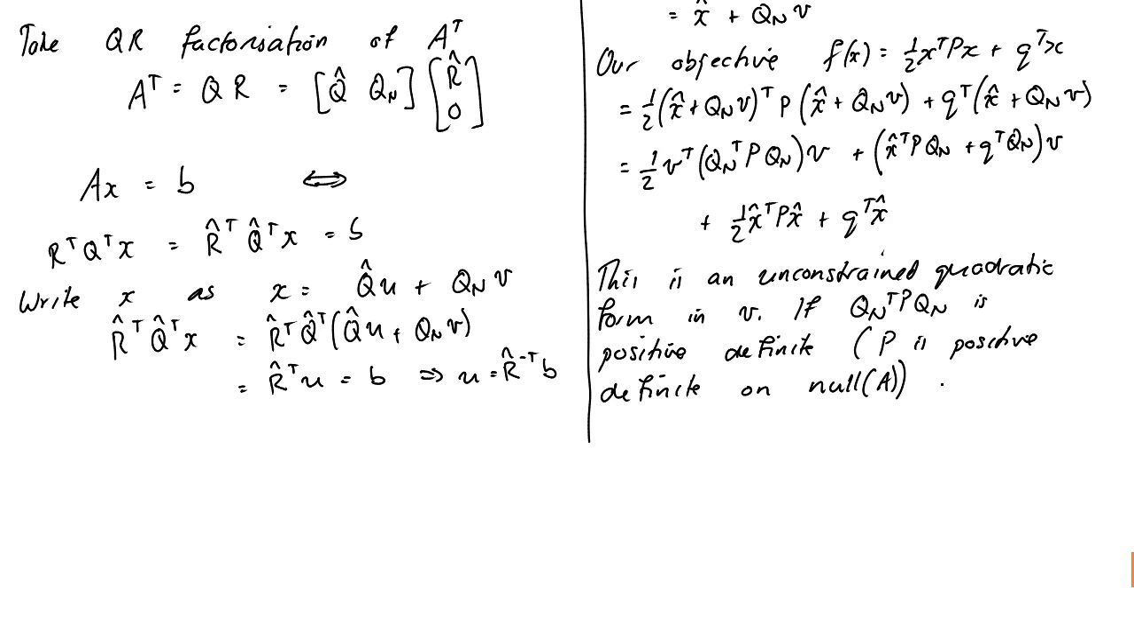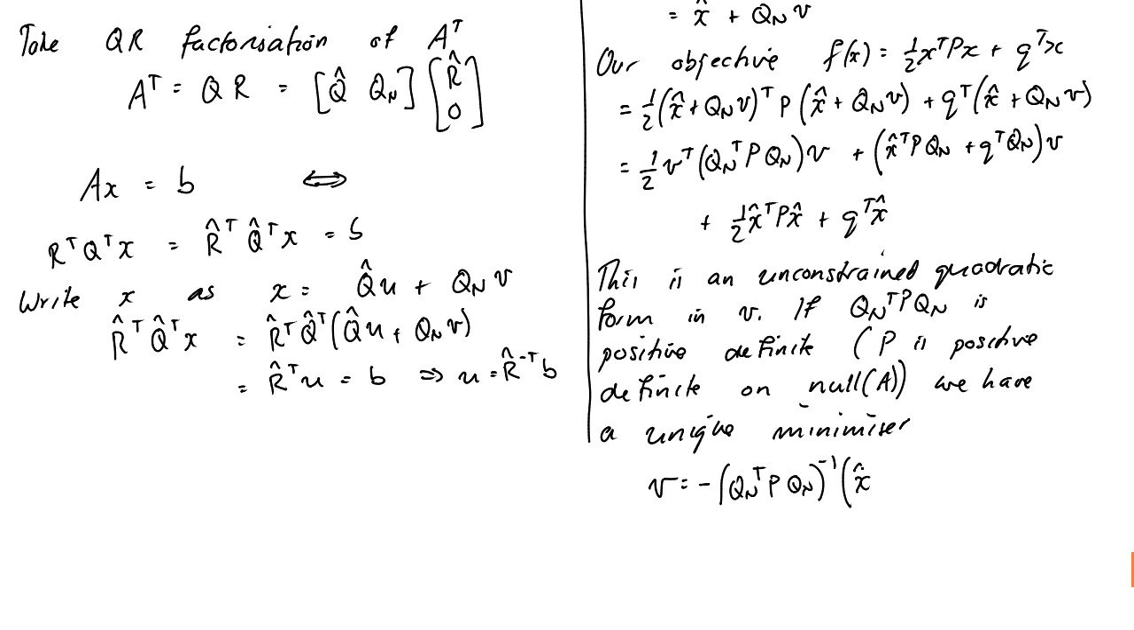then we have a unique minimizer given by v equals negative P inverse q, remember? So I'm going to do the equivalent thing here. Negative Qn transpose P Qn inverse times our vector piece, x hat transpose P Qn plus q transpose Qn. Okay, it looks horrible, but basically it's just what we did earlier.